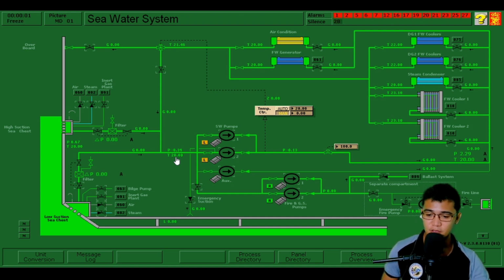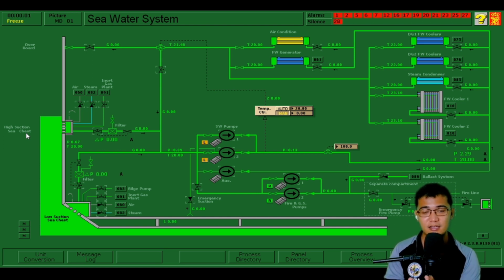nagpa-function. So we turn our attention here to the low suction sea chest. Ito yung tubig na nagmumula sa dagat. So, sa ilalim tayo kukuha. Kaya siya tinawag low suction. Kuha tayo ng tubig sa ilalim. Pwede din tayong kumuha dito sa medyo ibabaw na part. So, tinatawag naman natin to na high suction sea chest. So, there is a reason. Kung kailan ba tayo gagamit ng high suction sea chest at low suction sea chest.